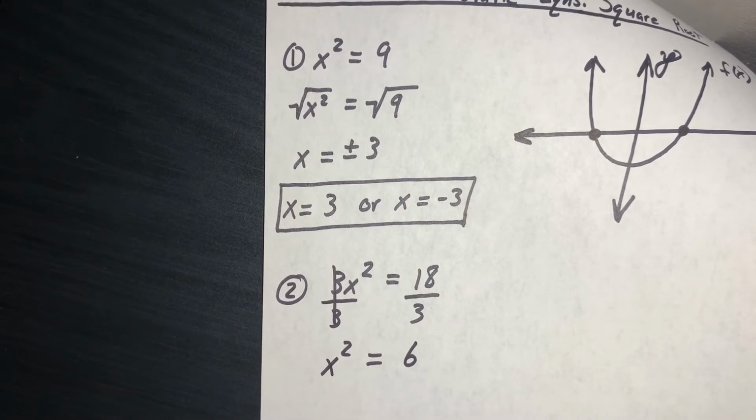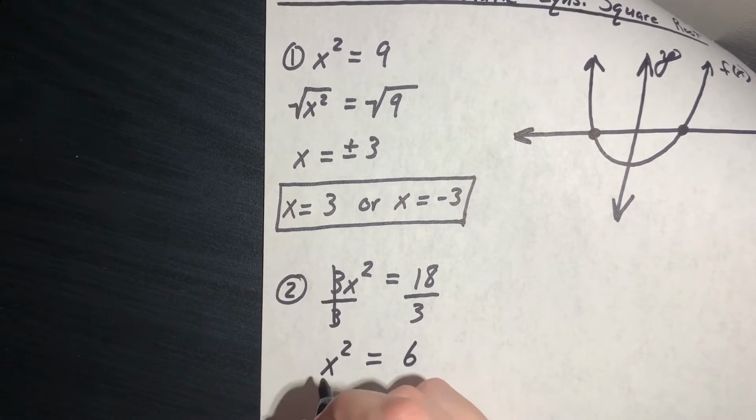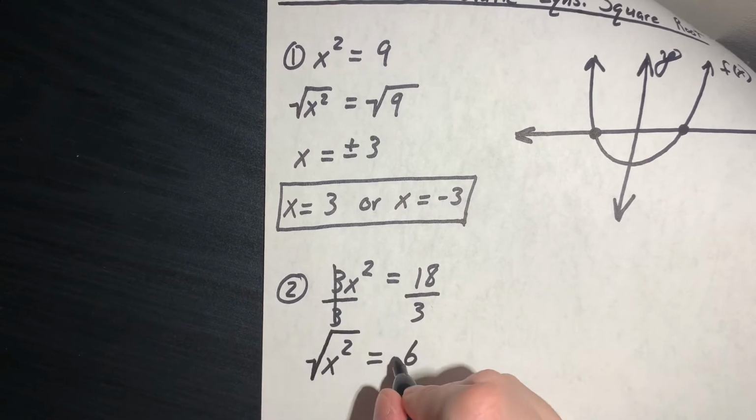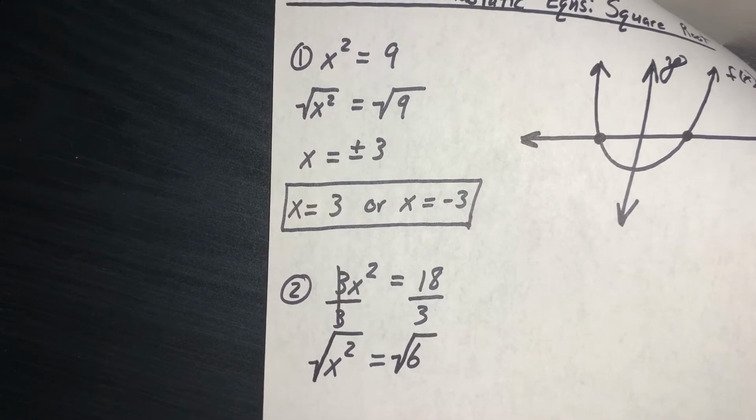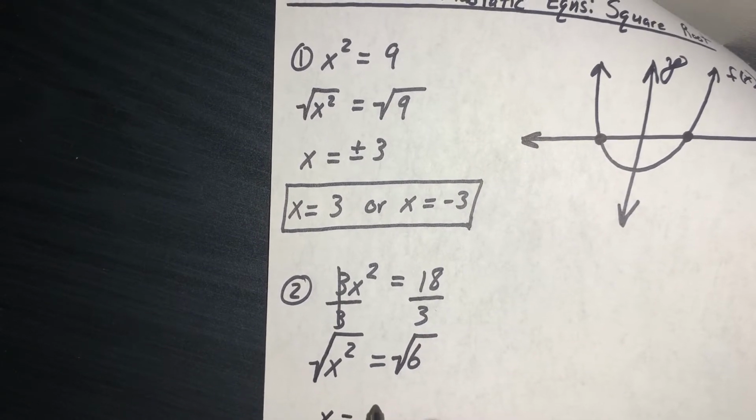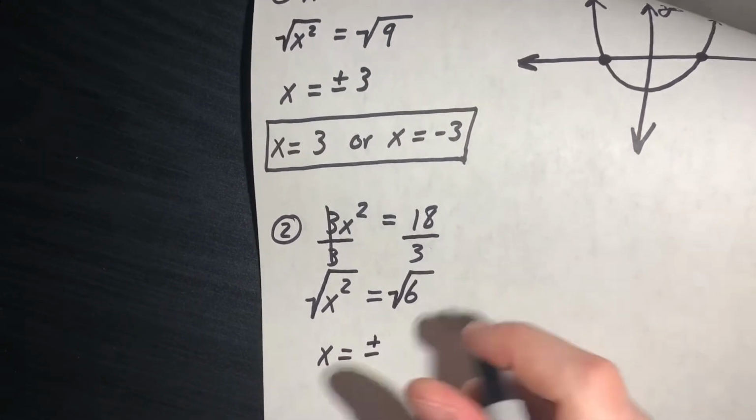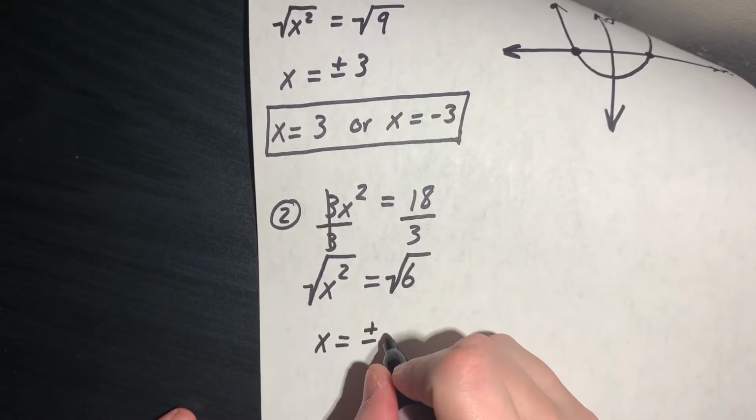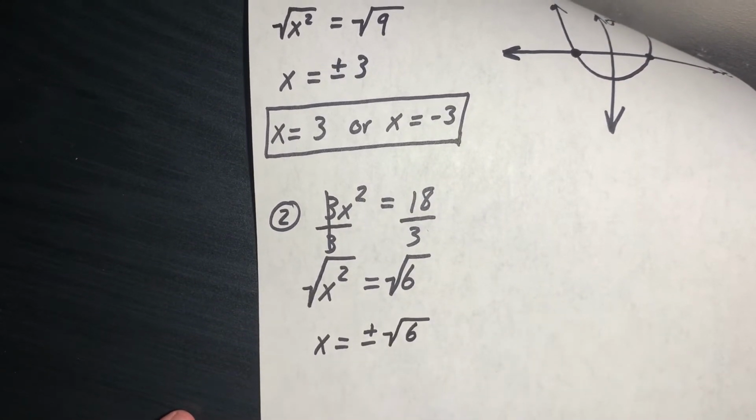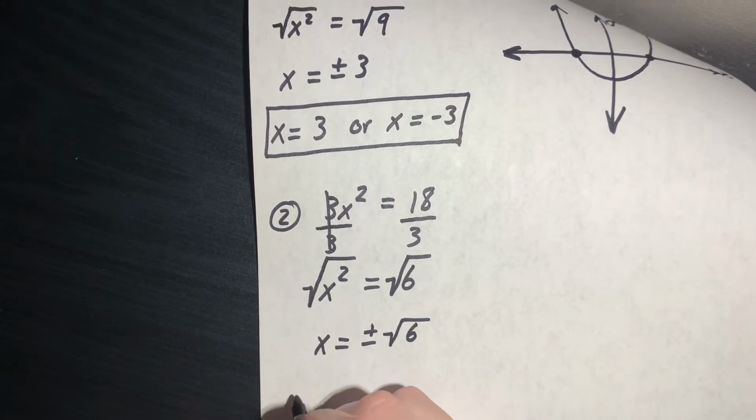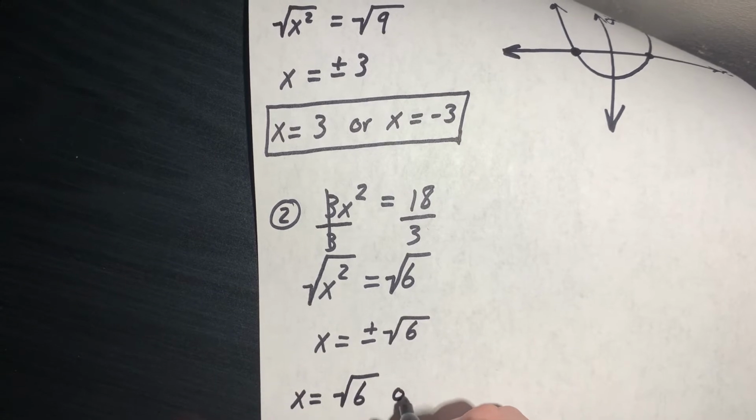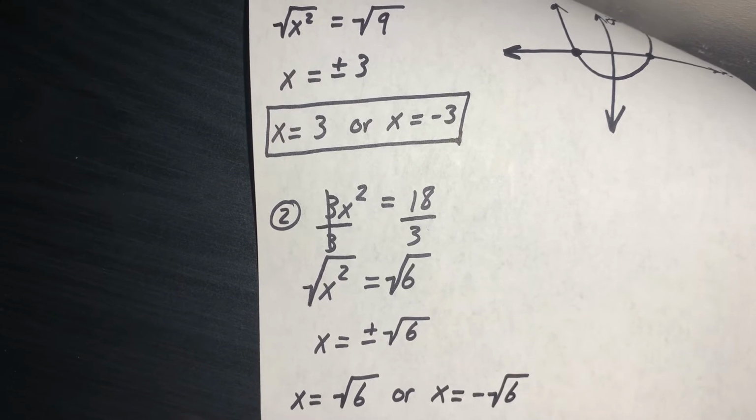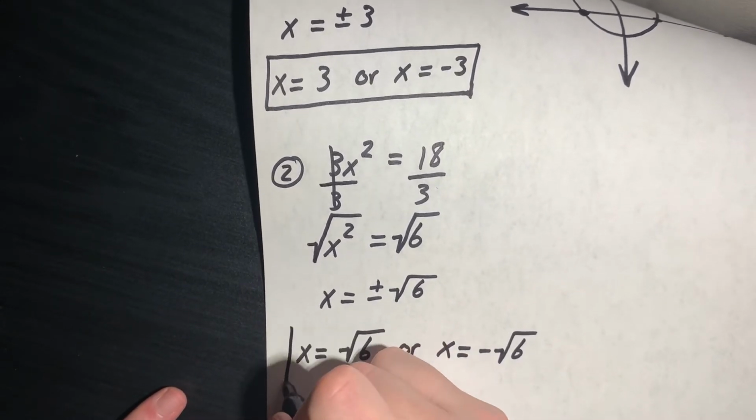Now we can take the square root of both sides in order to get rid of that square. Remember, if we take the square root on this side, we have to on this side as well, which will leave us with x equals plus or minus the square root of 6, which can then be written as x equals the square root of 6 or x equals negative square root of 6. And those are our solutions.